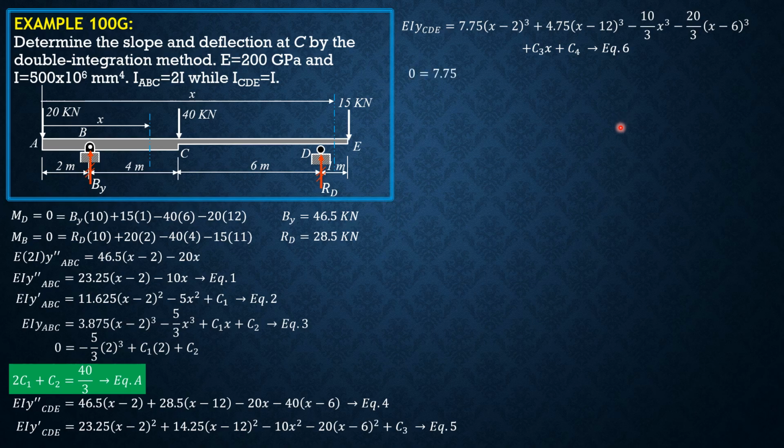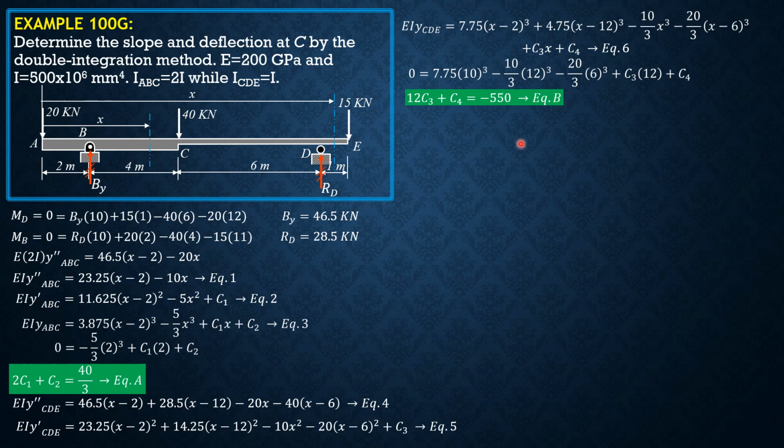Then again, boundary condition when x is 12, yd is 0. So 0 equals 7.75 times 12 minus 2, so 10 cube, plus 0, minus 10 thirds 12 cube minus 20 over 3 times 12 minus 6, which is 6, cube, plus c sub 3 times 12 plus c sub 4. So simplifying this equation, we have 12 c sub 3 plus c sub 4 equals negative 550.